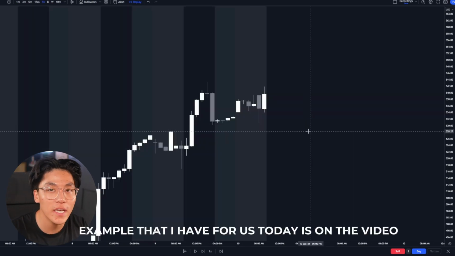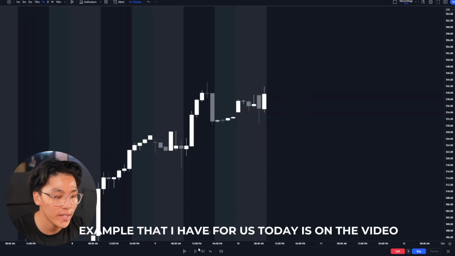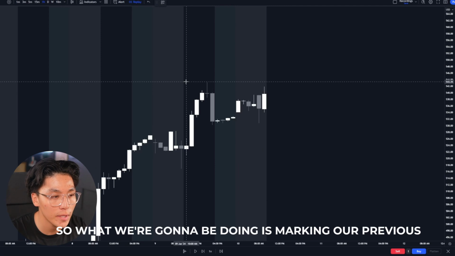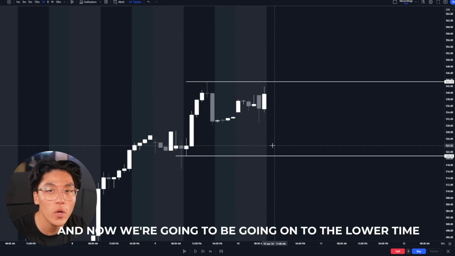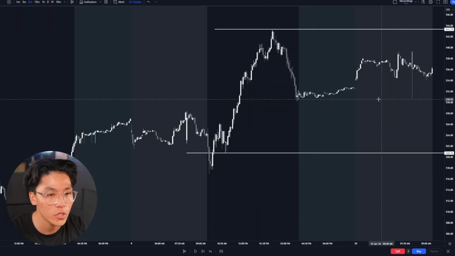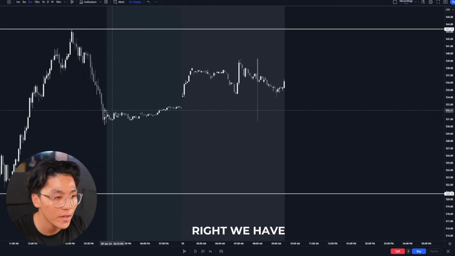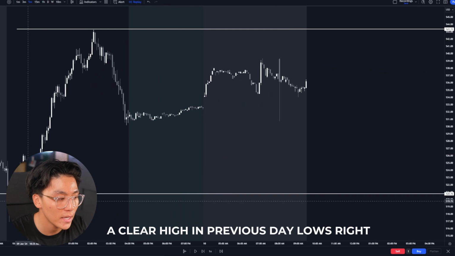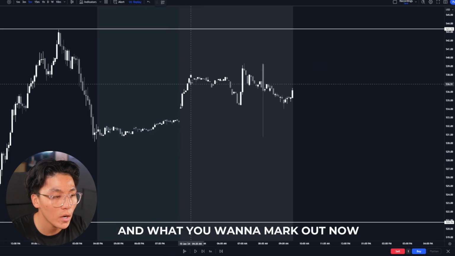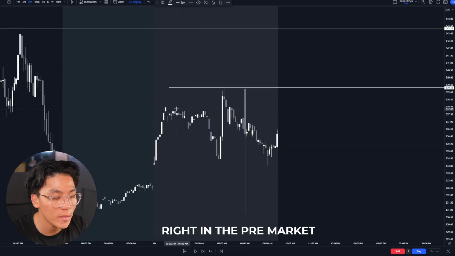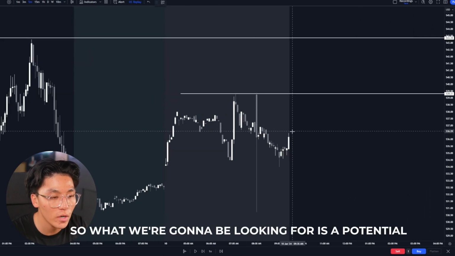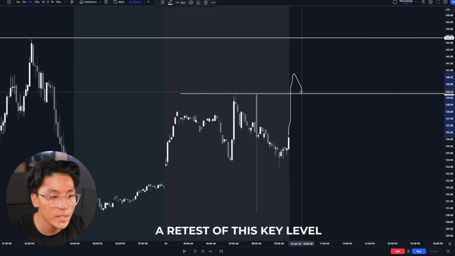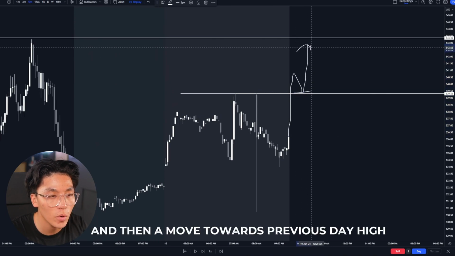And now we're going to be going on to our final example that I have for us today. The final example that I have for us today is on NVIDIA once again. So what we're going to be doing is marking out previous day highs and previous day lows. And now we're going to be going on to the lower time frames. So as you can see in this example, right, we have a clear high in previous day lows, right? And what you want to mark out now is key levels, right? In the pre-market, you see this is a very key pre-market level. So what we're going to be looking for is a potential move towards the upside, a retest of this key level, and then a move towards previous day high.